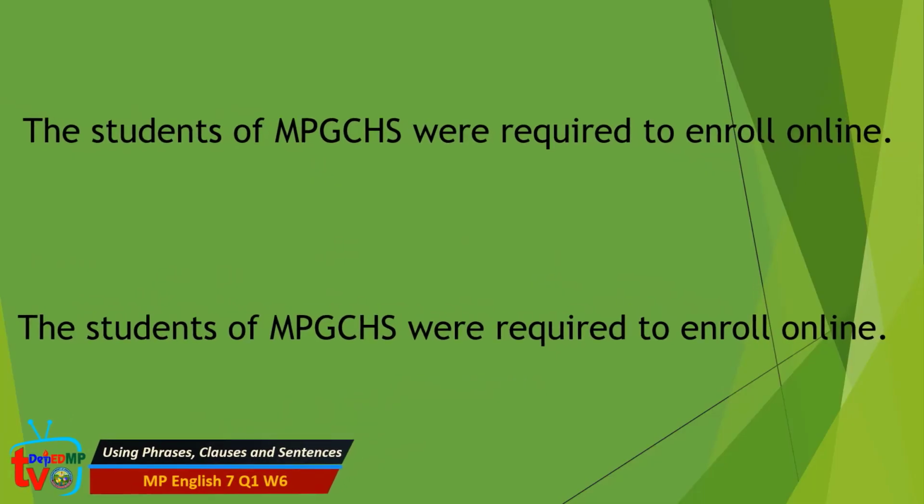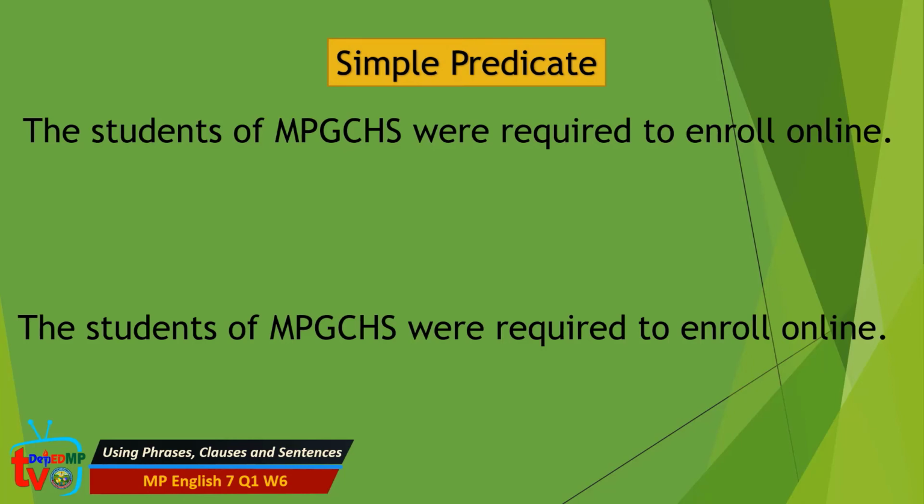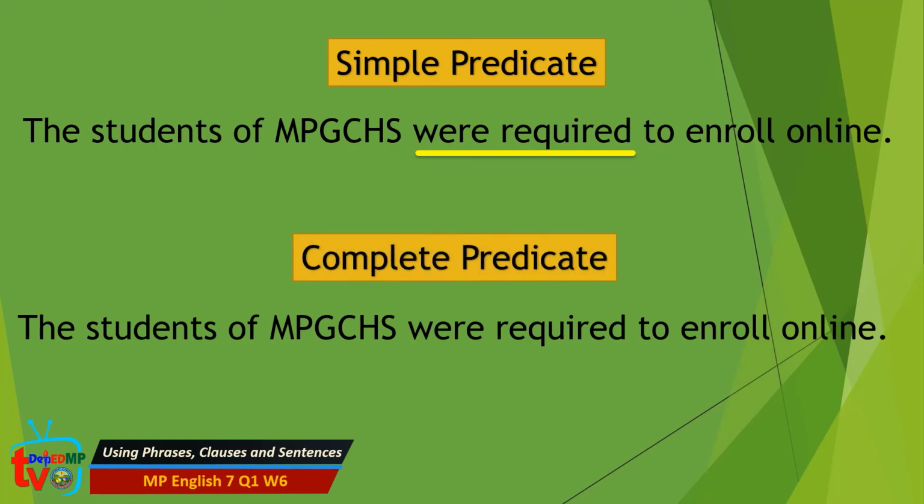Using the same sentence we had earlier, we are going to identify the simple predicate and the complete predicate. A simple predicate is the main word or word group in the complete predicate. The predicate is always a verb. Thus, our simple predicate now is "were required." On the other hand, a complete predicate includes all the words in the predicate of a sentence. So in the sentence, our complete predicate is "were required to enroll online." We start our complete predicate with our verb until the end of the sentence.